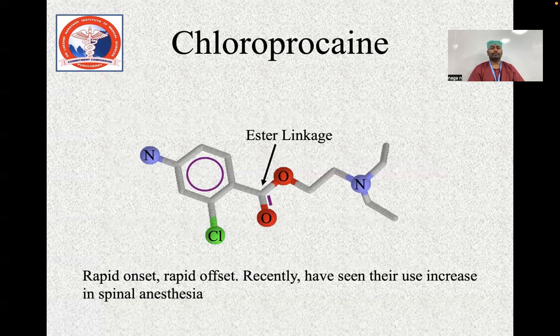Chloroprocaine. It's rapid onset, rapid offset. Recently, its use in spinal anesthesia has increased. Nowadays it's available in the market, so a lot of people are using it for short spinal surgical procedures.